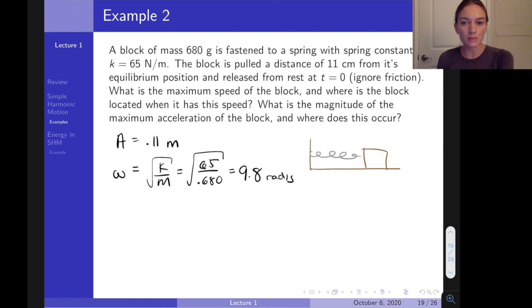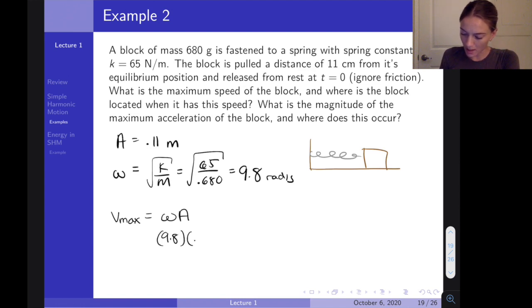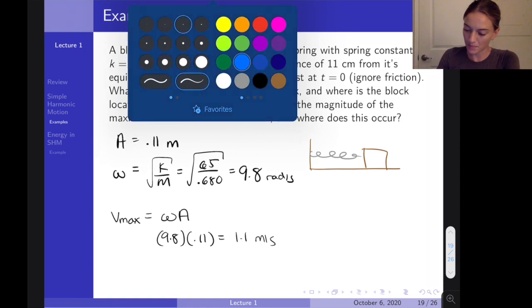Notice they're saying maximum speed, so we just have to worry about the magnitude of the velocity. The maximum speed, as we just saw, will be omega times the amplitude. So Vmax is omega times the amplitude. So we do just 9.8 times 0.11, and that gives us 1.1 meters per second.